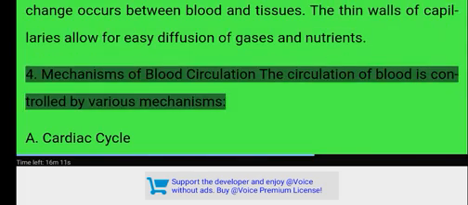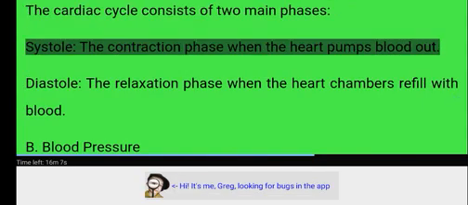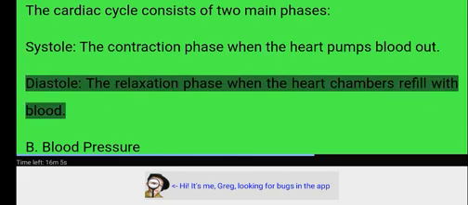4. Mechanisms of blood circulation. The circulation of blood is controlled by various mechanisms. A. Cardiac cycle. The cardiac cycle consists of 2 main phases. Systole, the contraction phase when the heart pumps blood out. Diastole, the relaxation phase when the heart chambers refill with blood.